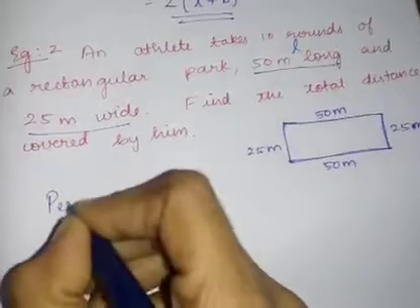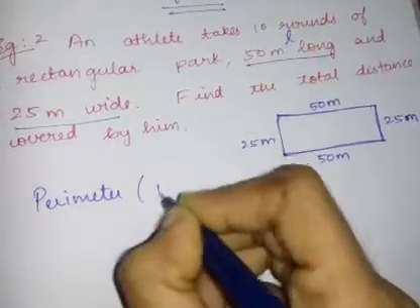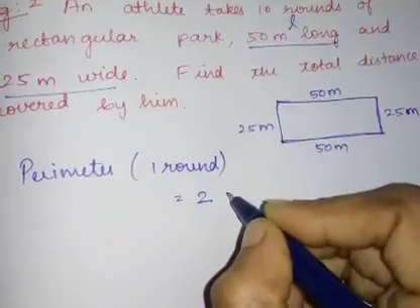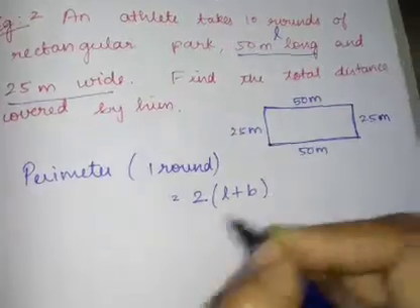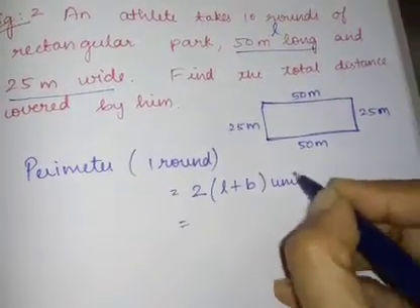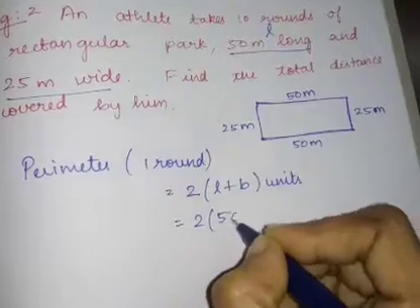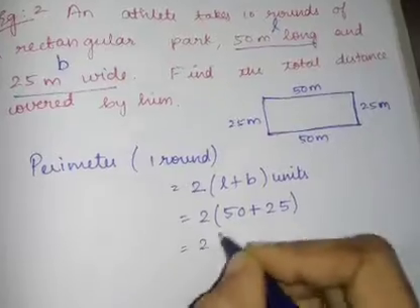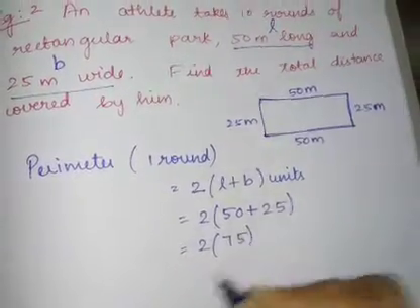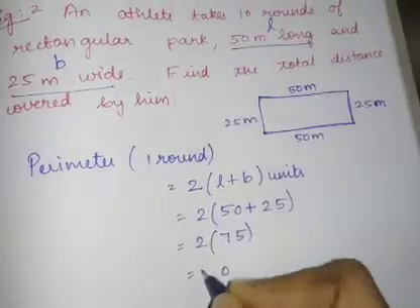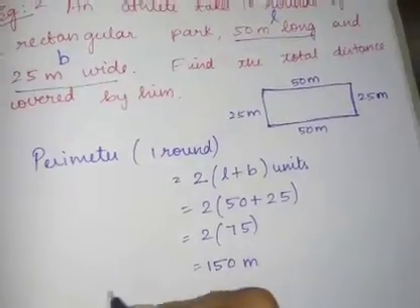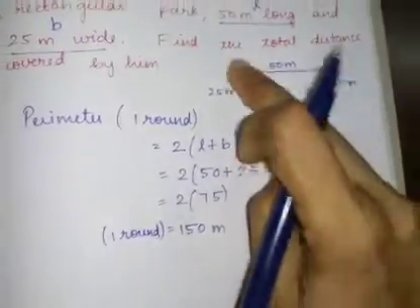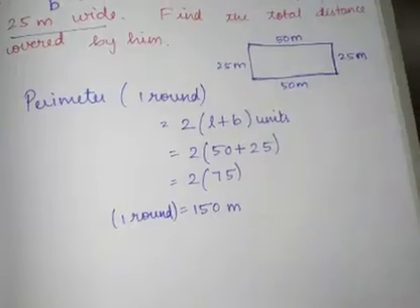Yes, so perimeter is for one round. Correct? Perimeter is nothing but one round. What is the perimeter of that rectangular park? 2 into L plus B units. What is the length, children? 50. Breadth 25. Now 2 into 50 plus 25, 75. 75 into 2 is 150. 150 meters is for one round. When he goes one round, he is covering 150 meters.